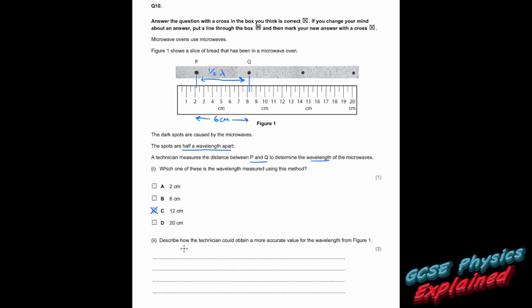Part 2. Describe how the technician could obtain a more accurate value for the wavelength from figure 1. Right, well, what's he using to measure it? Centimetre ruler. Why not get a ruler that measures millimetres? And this one's always the same. Instead of just measuring the distance from one dot to another, why don't we measure the distance between multiple dots? And then we'll be able to take an average.